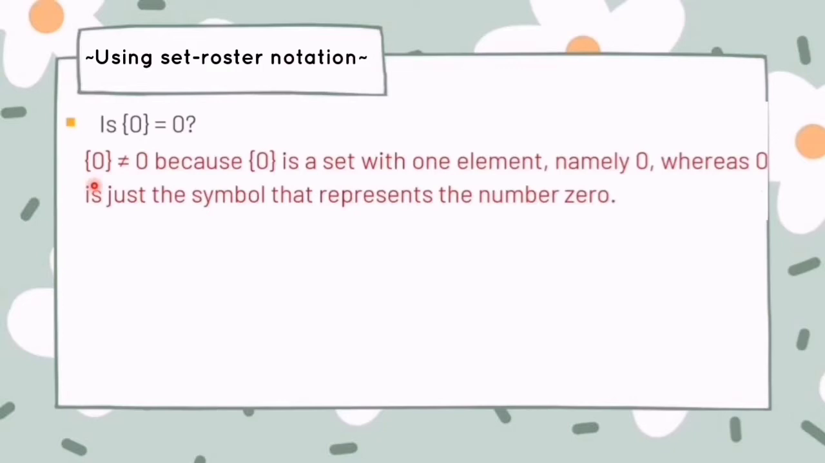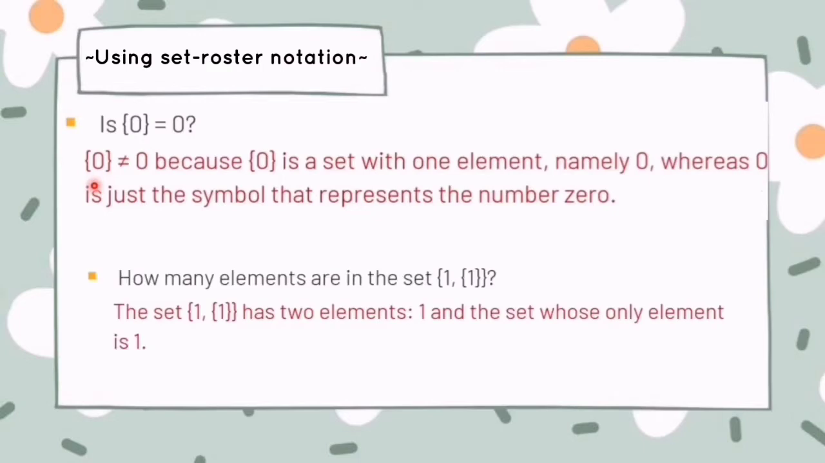Now, is {0} the same as 0? No, because {0}, 0 enclosed by the braces, is a set with one element, namely 0. Whereas 0 is just the symbol that represents the number 0. Now, how many elements are in the set {1, {1}}? The set {1, {1}} has two elements, 1 and the set whose only element is 1.